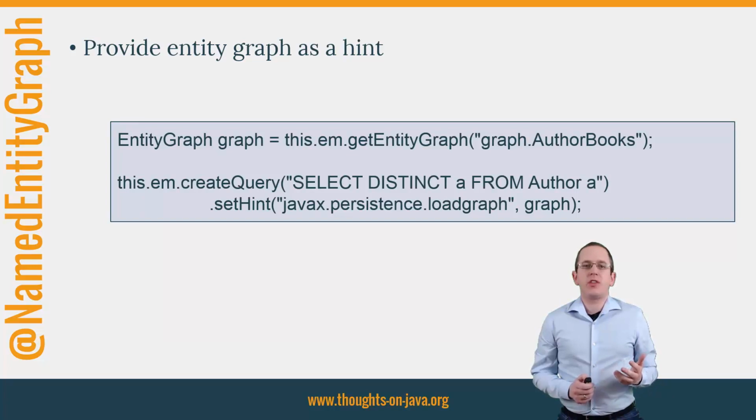Okay, before we can try that out in the IDE, I have to show you how to use a named entity graph. As you can see in the code snippet, there isn't much to do. You call the getEntityGraph method of the entity manager with the name of your graph, in this case with graph.authorBooks. By doing this, you get an instance of your graph that you can then provide as a hint to the query.